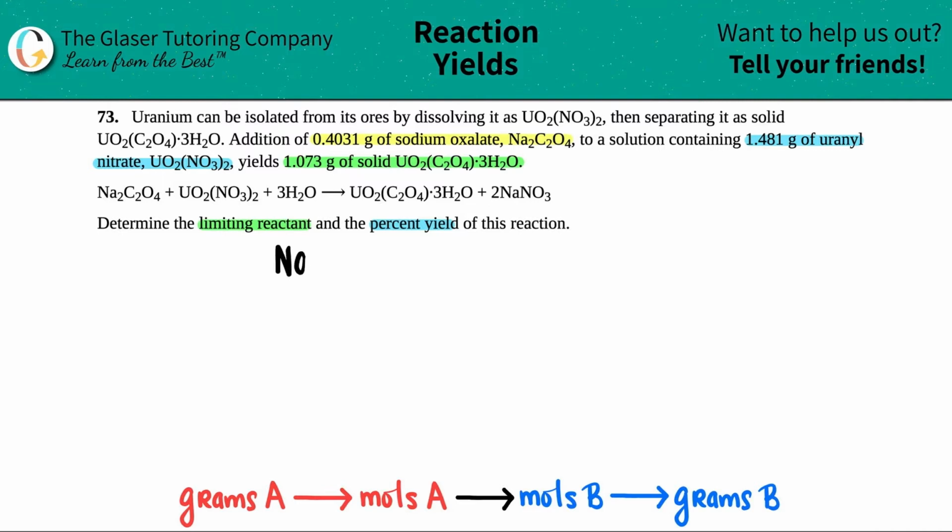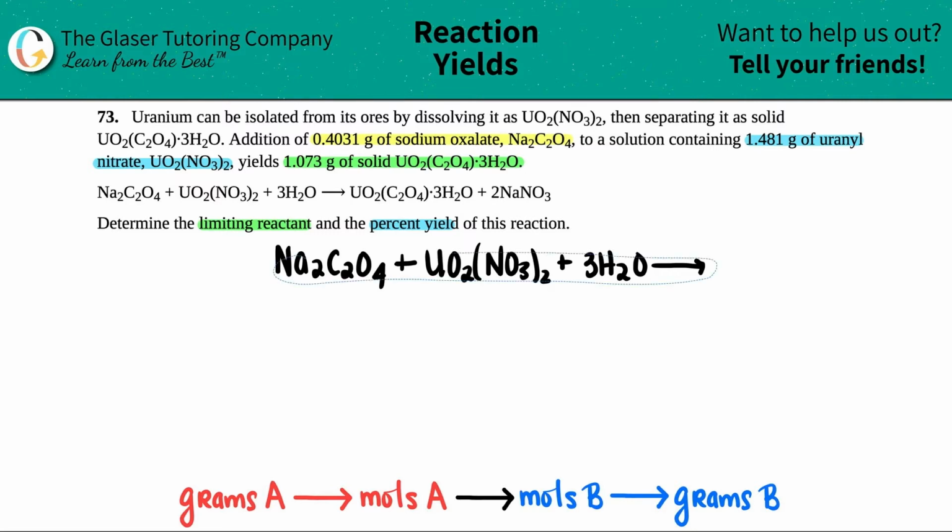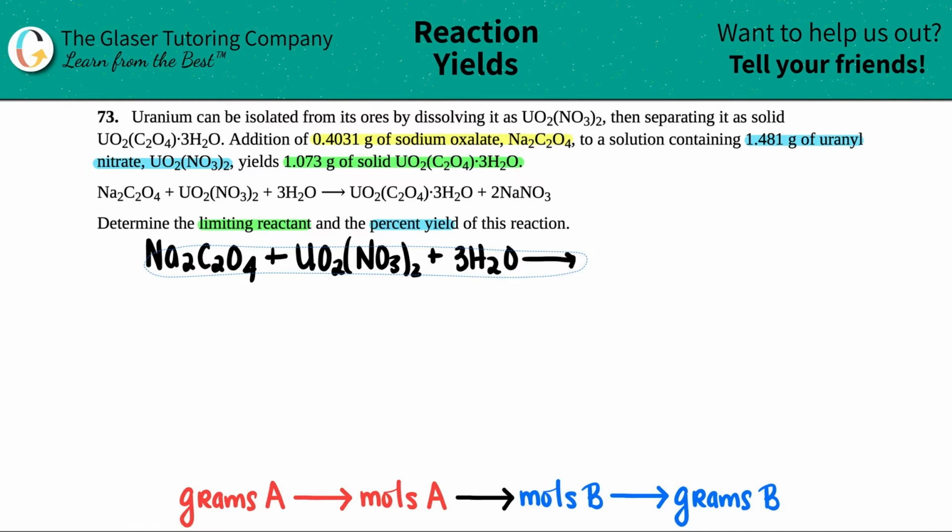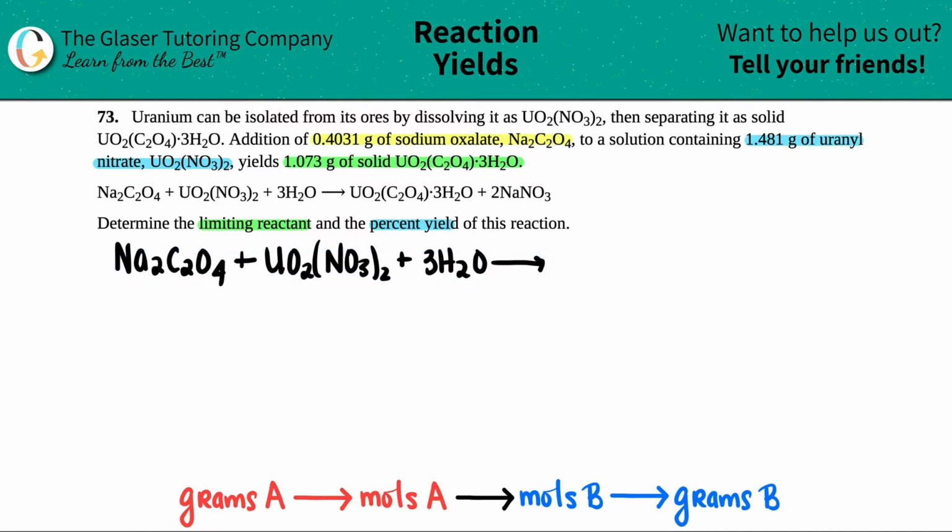So we have Na2C2O4, that's one reactant, plus the UO2NO3, plus 3H2O. All three of those together will form that hydrate. Okay. So then we have UO2C2O4·3H2O, and then plus 2NaNO3.